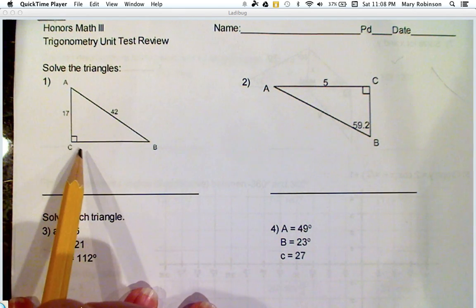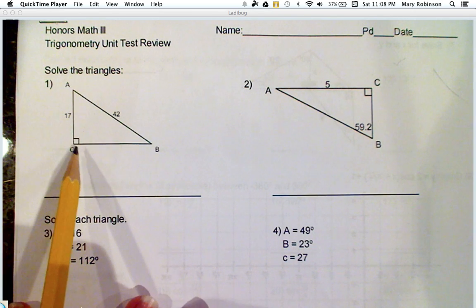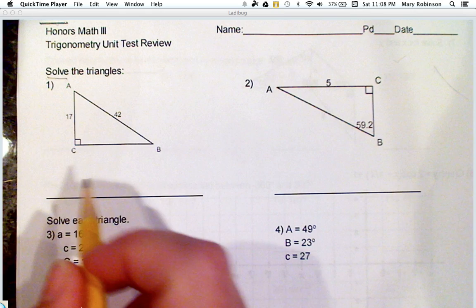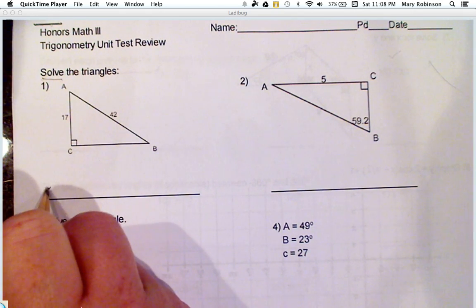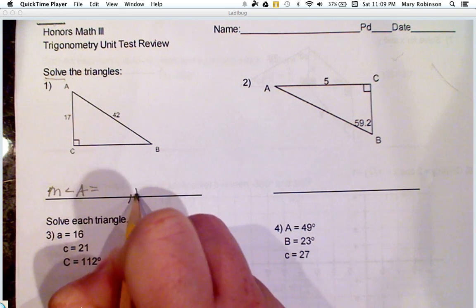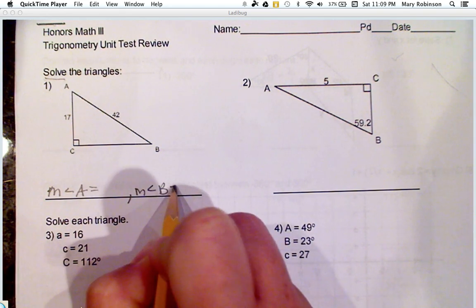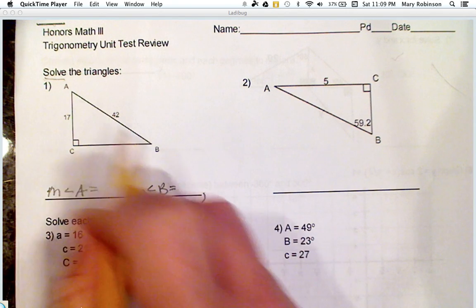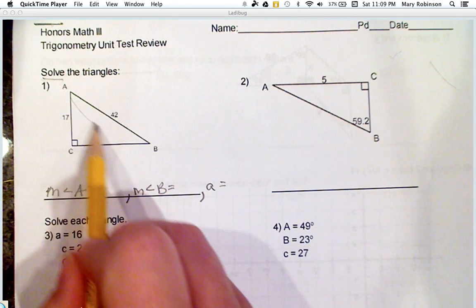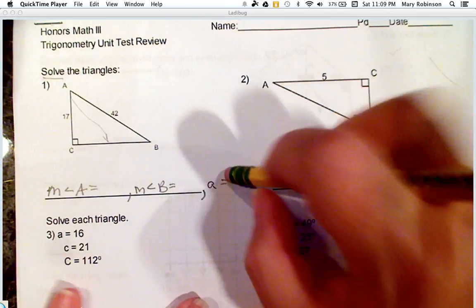Your first step is to recognize, when asked to solve, all the things that you need to find. So if we take a look here, we are missing the measure of angle A. We need to find the measure of angle B, and we also need to find the value of side A, which is opposite angle A here.